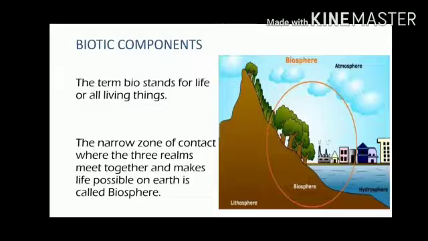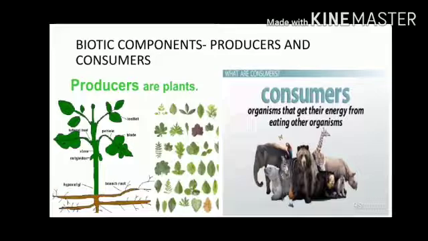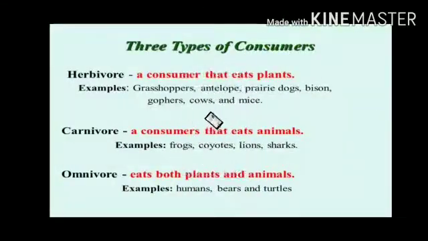There are two main biotic components, producers and consumers. The producers are the organisms that produce their own food from the environment using water, sunlight and gases, for example, green plants, algae and various types of bacteria. Whereas consumers are the organisms that depend on plants and animals for their food, for example, human beings. Now consumers are of three types: herbivores, which are the plant-eating ones, carnivores, the flesh-eating ones, and omnivores, which eat both plants as well as flesh.